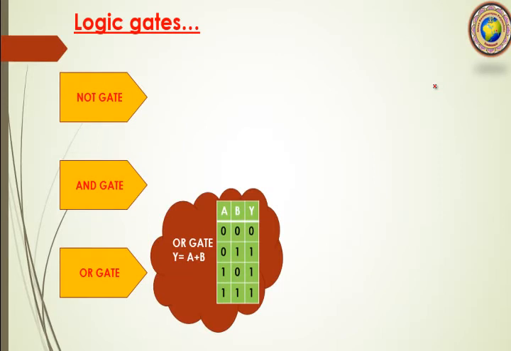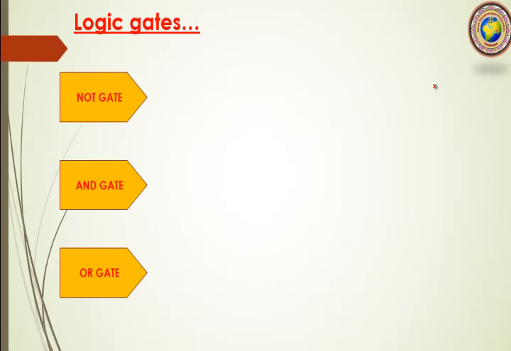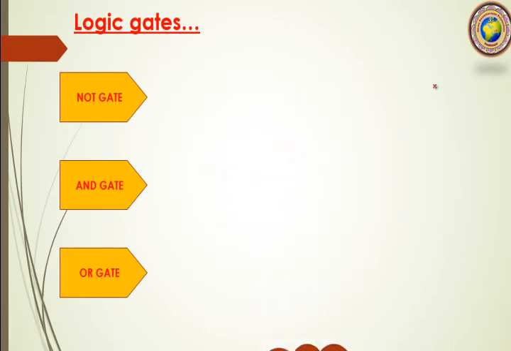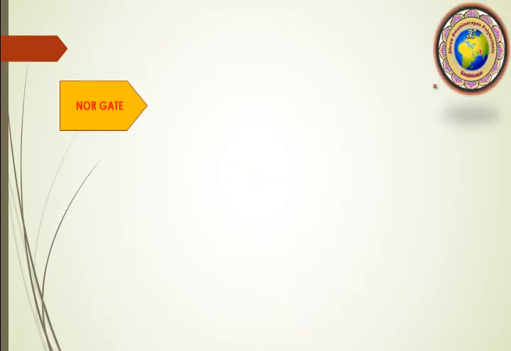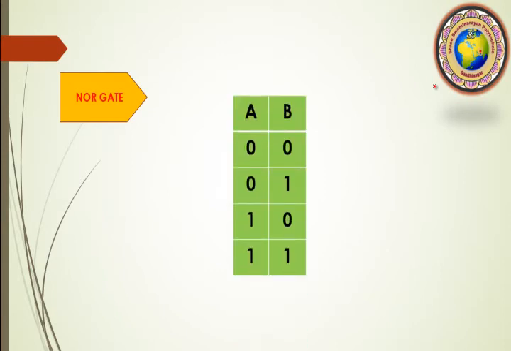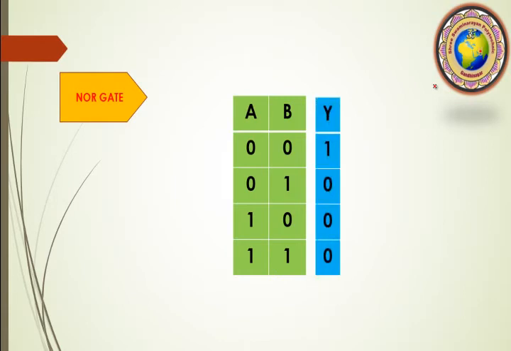So these three gates are the basic gates, and you have to remember them. Now we want to prove that the NAND gate is a universal gate. The NAND gate is y equals (a dot b) bar, and its output truth table is 1 1 1 0. So we have to convert this NAND gate into the three basic gates in a universal mode. In the same way the NOR gate, if the inputs are 00, 01, 10 and 11, the output will be 1 0 0 0.